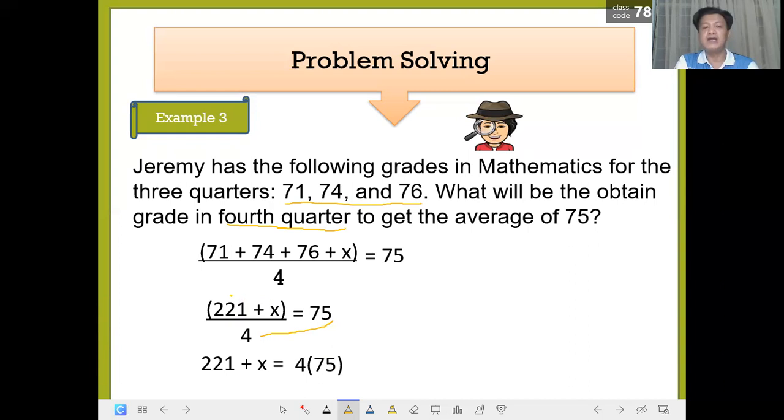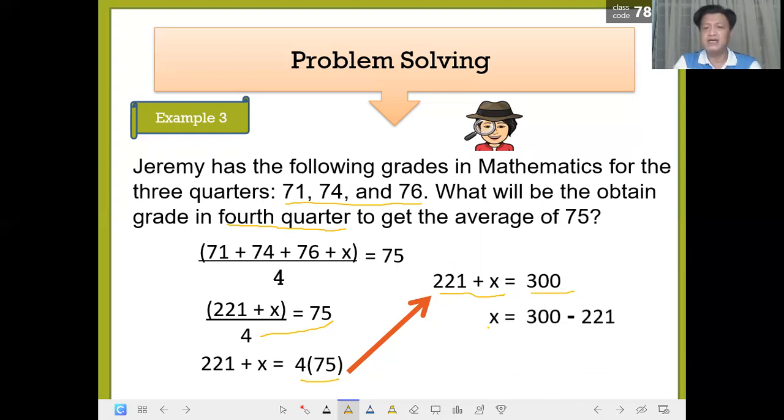Eto, kinopya lang muna natin to. Yung 221 plus x, eto yon. Tapos, yung 4 na nasa denominator, kumbaga, minultiply mo siya or cross multiply. Okay, and then after that, you are going to simplify. Okay, ibig sabihin, minultiply natin what is 75 times 4, kaya 300 yung value. Kinopya mo lang muna to, yung 221 plus x. Ito yung 300 galing po siya dito sa 4 times 75.